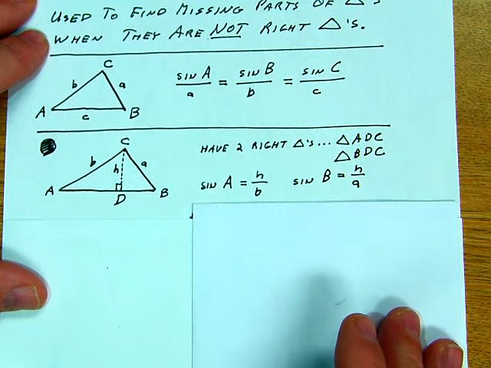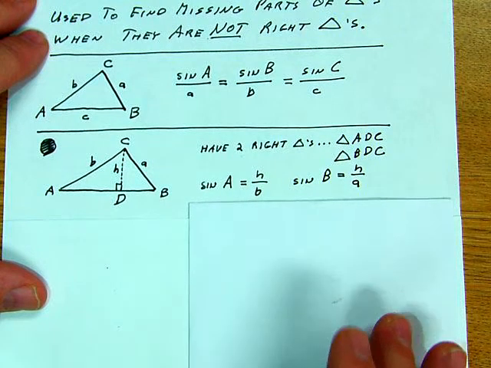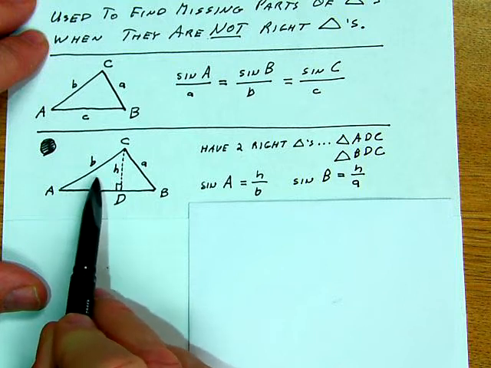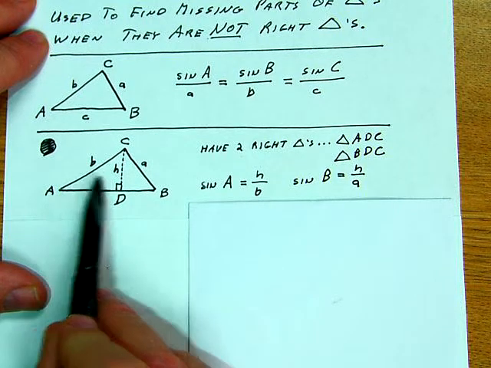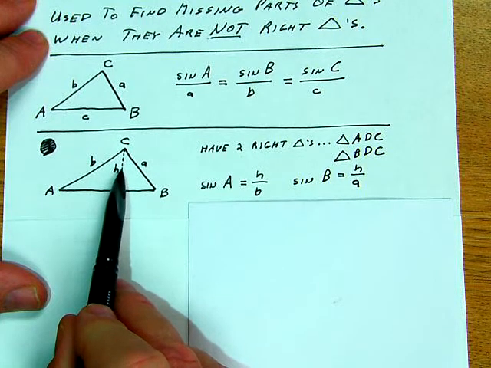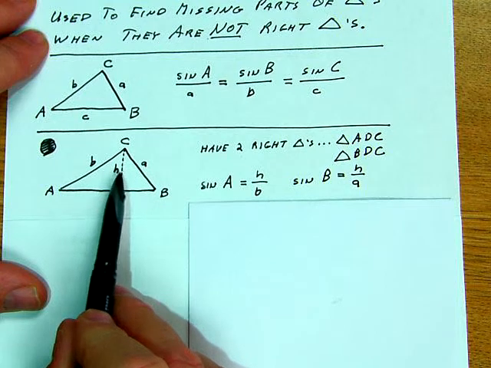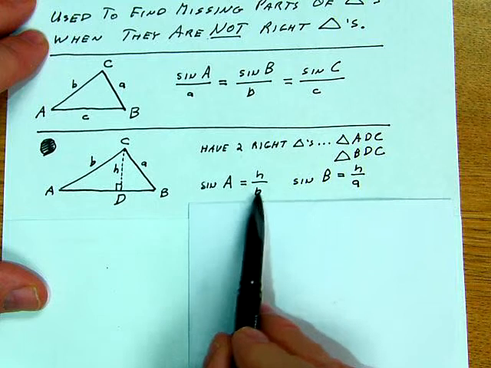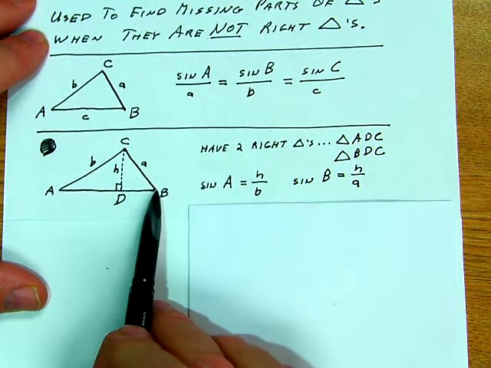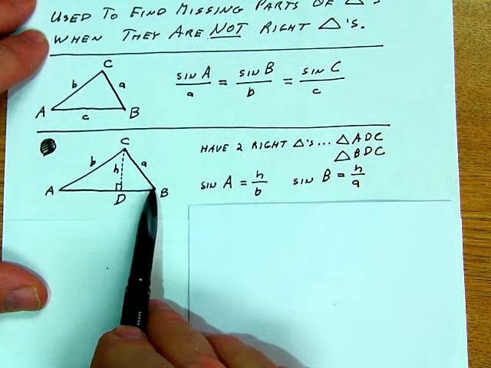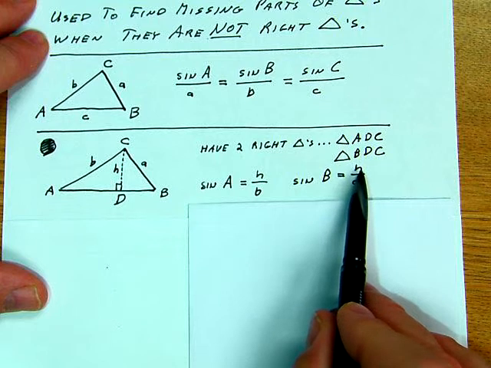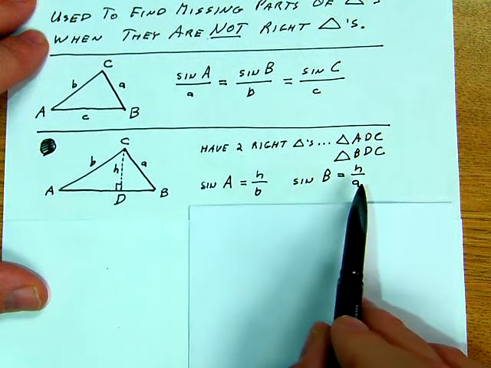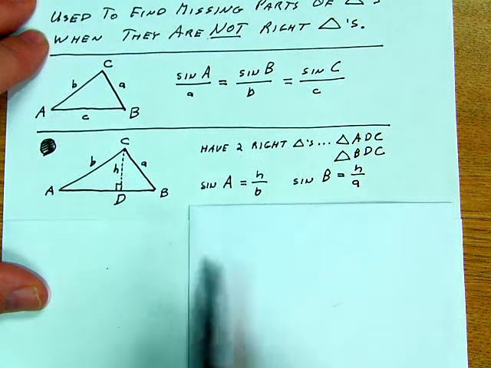Well, when we have a right triangle, we know that the sine of A for this small right triangle is equal to its opposite, which is h, the height of the whole thing, over its hypotenuse, and the hypotenuse is b. Sine of A is equal to h over b. Well, the sine of B from the other side, the other right triangle, is also its opposite, h, which happens to be the same dotted line in both of these cases, over a, which is its hypotenuse.